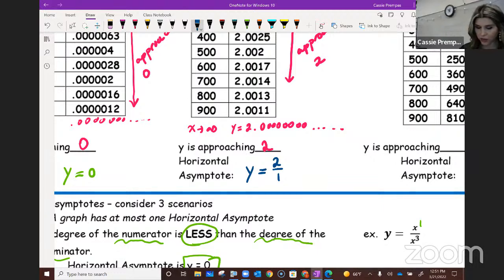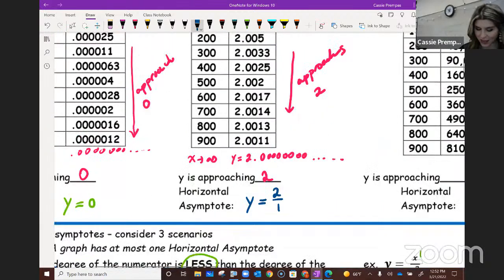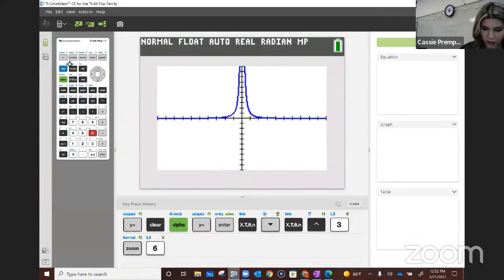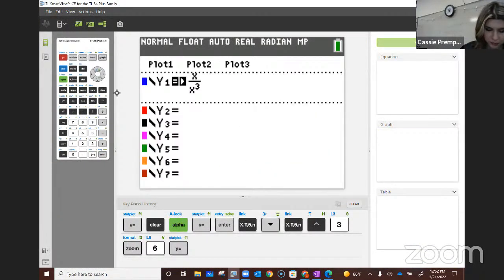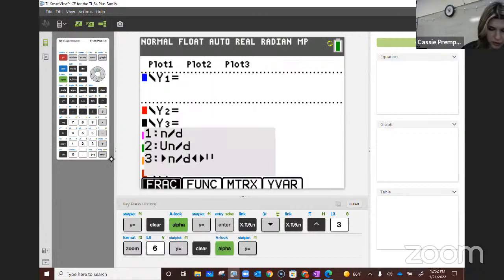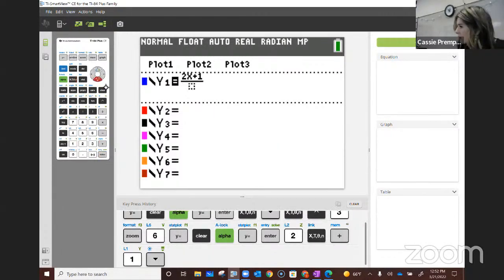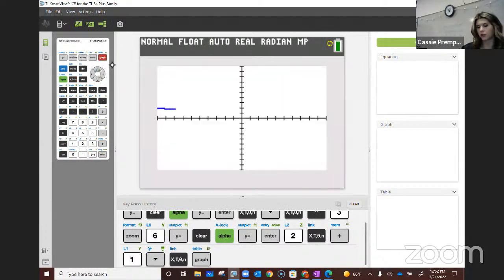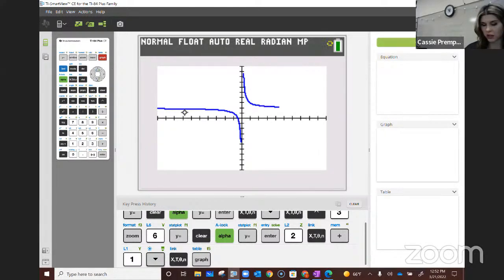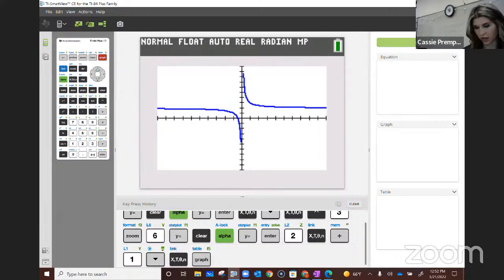I'm going to show you this function just so that you can see that asymptote again on the calculator. So if I did y equals 2x plus 1 over x, and then I graph it. Do you guys see when y is equal to 2, there's an invisible line going all the way across? So that's what happens when the degree of the numerator equals that of the denominator.